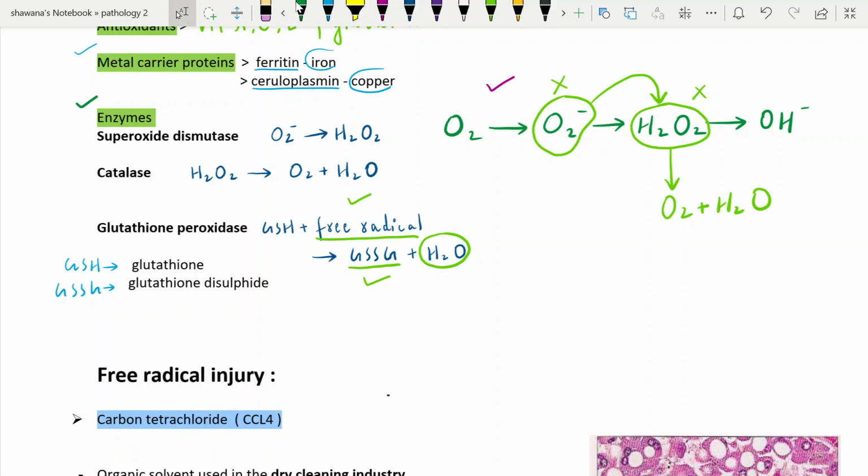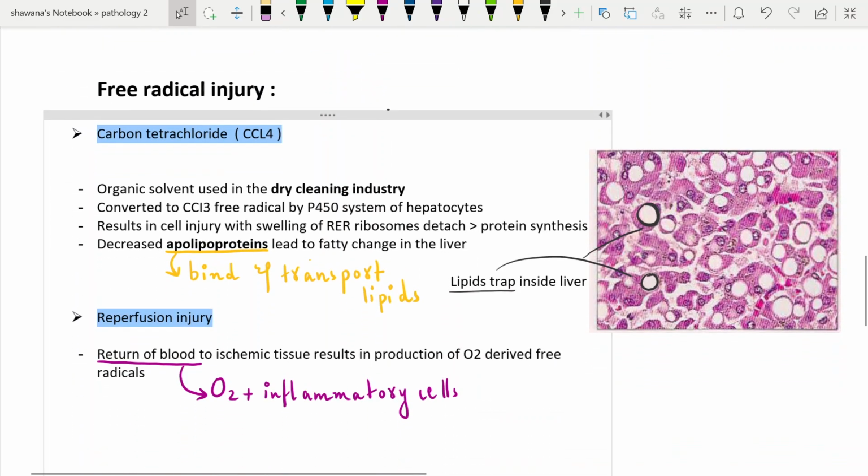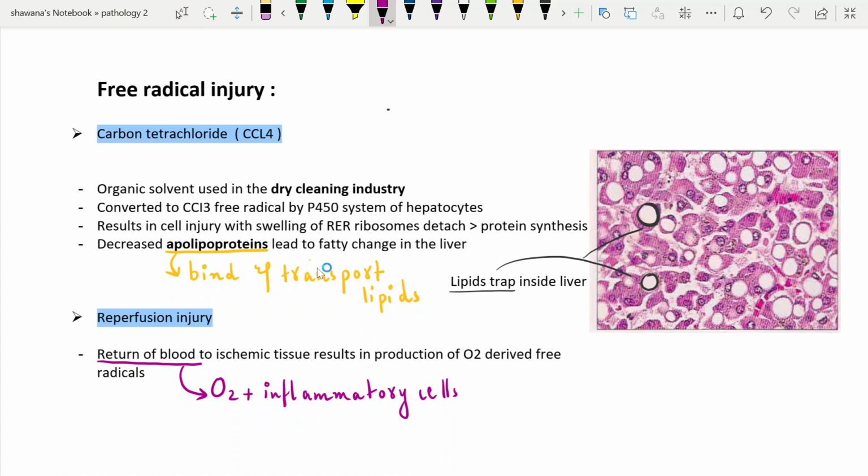Okay, free radical injury. First of all, we are going to discuss carbon tetrachloride in detail, and the second is the reperfusion injury. Carbon tetrachloride, as I have told you, is a chemical used in the dry cleaning industries. For example, a clinical vignette shows you that a person works in a dry cleaning industry, so you can suspect that he has been exposed to carbon tetrachloride.